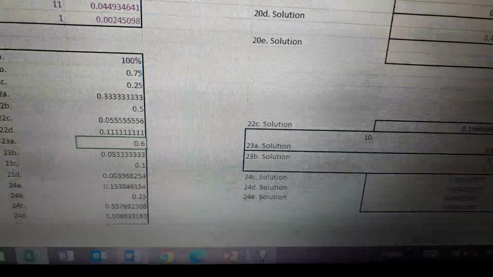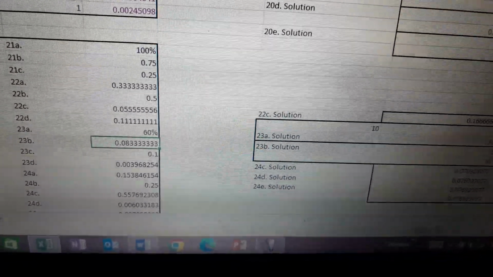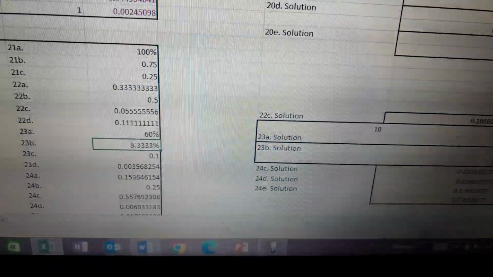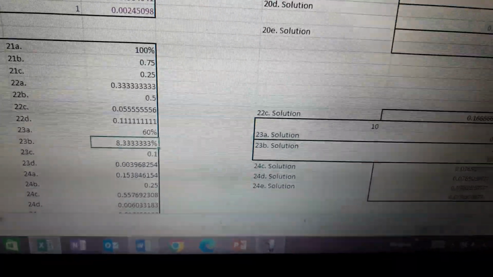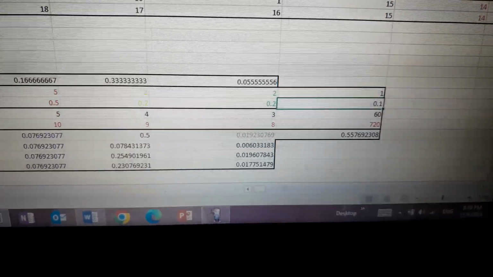Going to Excel, ganito yung solution sheet ko. So, di ba remember sa letter A, it's 60%. Tama? Sa letter B, it's 8.333%. Tama? Kasi nga ganito yun. Di ba remember this is how we did it, di ba? So, we list down all the probabilities together.